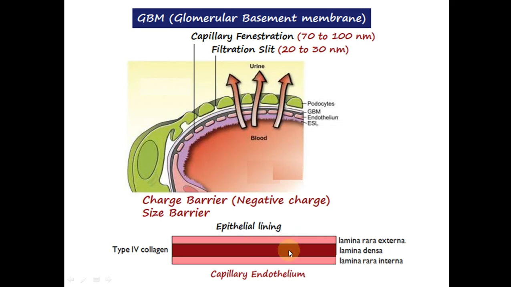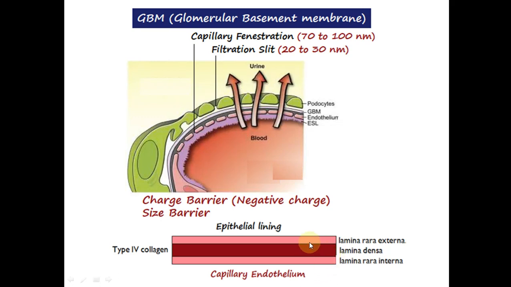The inner side and the outer side of the basement membrane, as compared to its central portion, are electron lucent. By that we mean that it is not so thick and dense like the central region. These are known as the lamina rara externa and lamina rara interna. The lamina rara interna is that portion of the glomerular basement membrane that lies just outside the capillary endothelium. By that we mean that here in this region lie the glomerular capillaries.